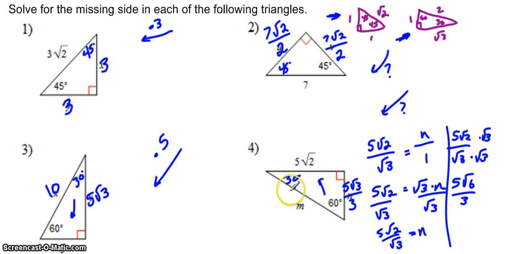M, remember, corresponds to this 2 side, which is going to be double the length of this. So if this is 5 square root 3 over 3, this will have to be 10 square root 3 over 3. Hope that you've learned a little bit about these special right triangles.